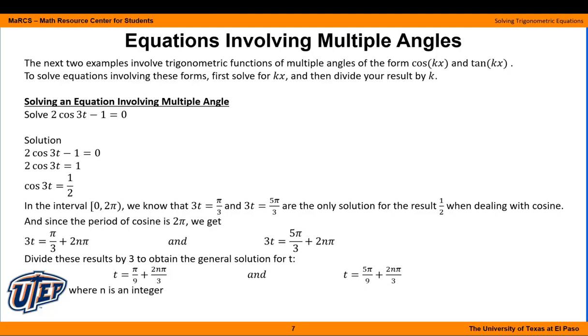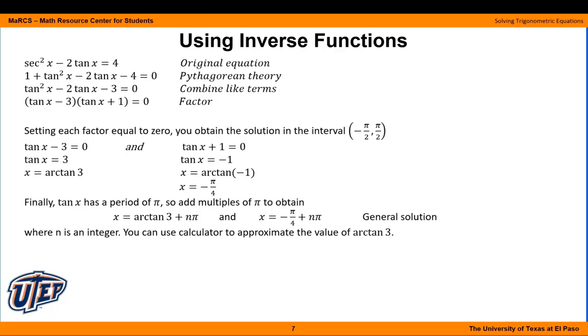Whenever you encounter expressions such as 2x, 3x, or 4x inside a trigonometric function, use this same strategy. In this example, one of the resulting tangent values is not associated with the standard unit circle angle. When that happens, we use an inverse trigonometric function. The inverse tangent function tells us which angle has tangent equal to 3. You can use a calculator to approximate this value if necessary. The other solution comes from a familiar unit circle value. After identifying both solutions, we use the period of tangent to write the general solution.